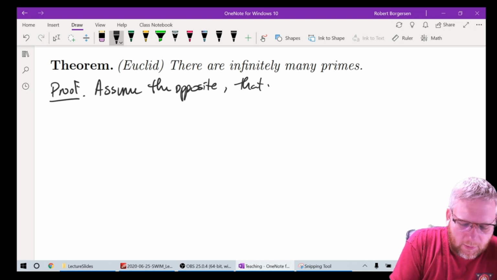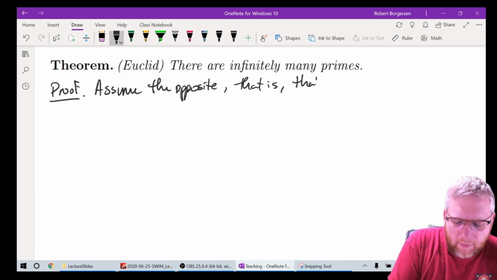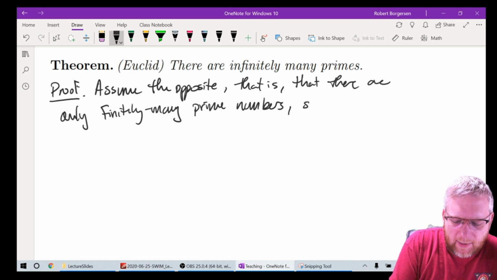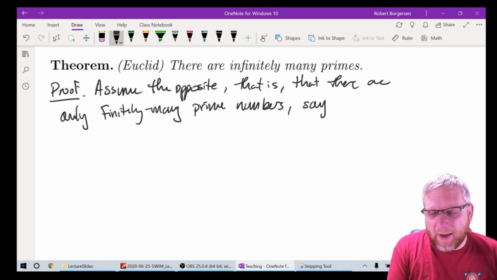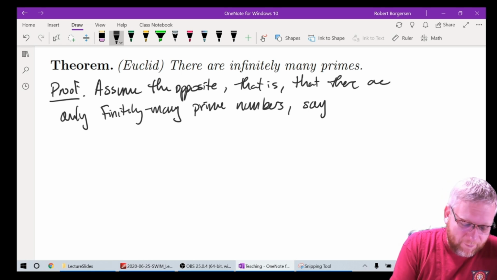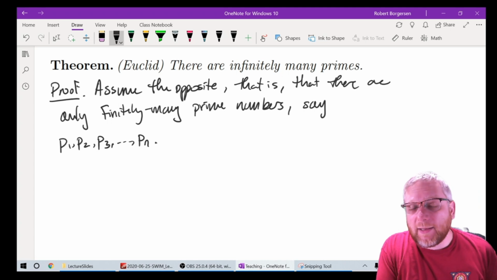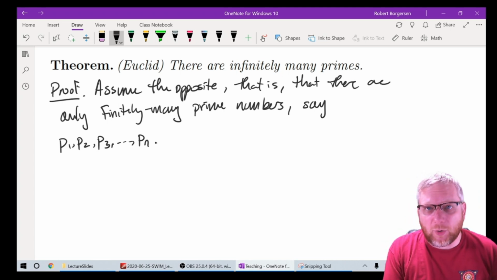That is, that there are only finitely many prime numbers. And if there's only finitely many of them, I can actually list them out. Now, I don't know what they are, so I'll just name them. Let's say P1, P2, P3, and so on, all the way up to P sub n at some point. That n might be 2 million, but it would end at some point.